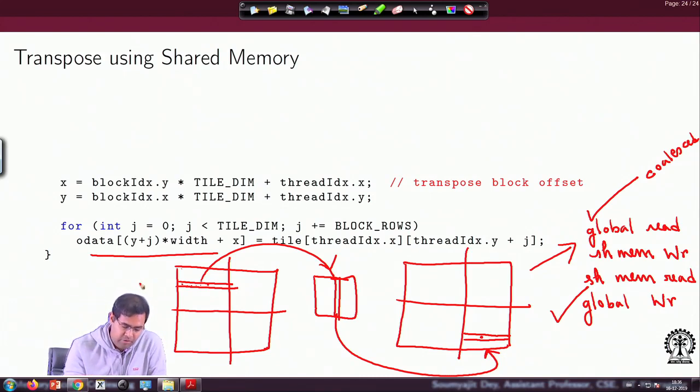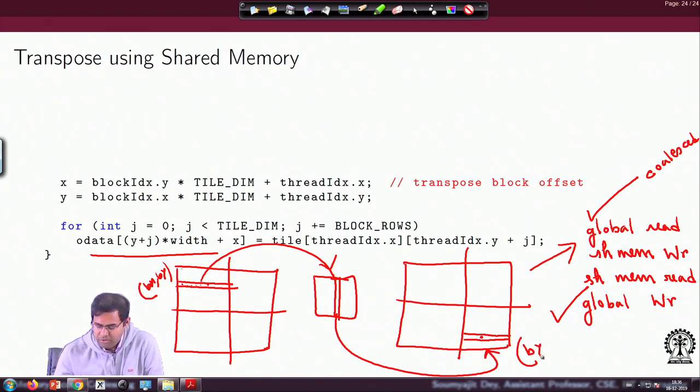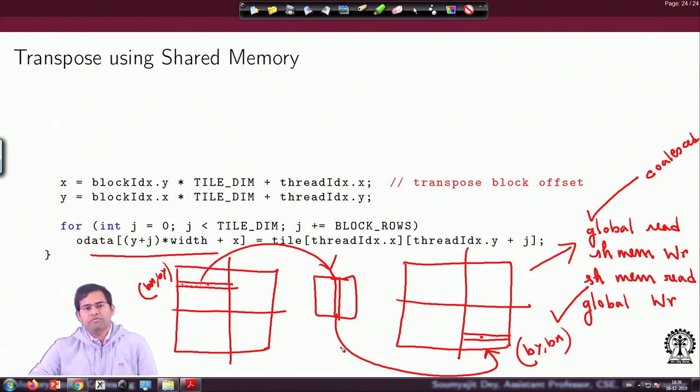The first level of flip is with respect to the block ID. The bx and by of the block gets flipped. So from block bx and by, I am writing into the block by comma bx, and when I access the positions, I load data from the shared memory in a column wise fashion. This two level flip helps me to achieve the overall nice coalesced behavior with respect to global memory transactions.